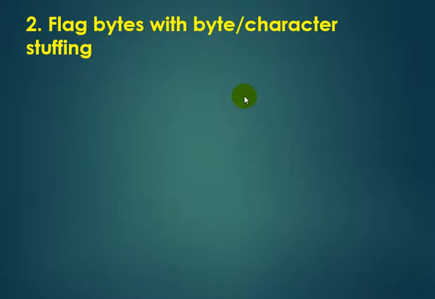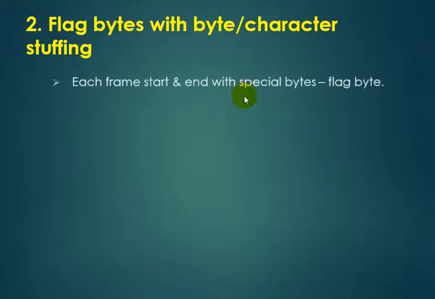Next, flag bytes with byte or character stuffing. Now let us see flag bytes with character stuffing. It follows some steps. First one, each frame starts and ends with special bytes. So each packet we are receiving from the network layer has to be converted into a frame by the data link layer, so that each frame starts and ends with special bytes.